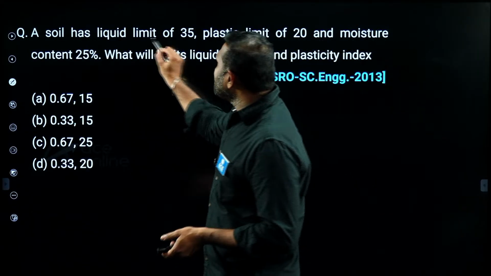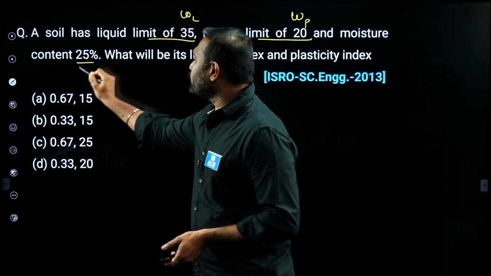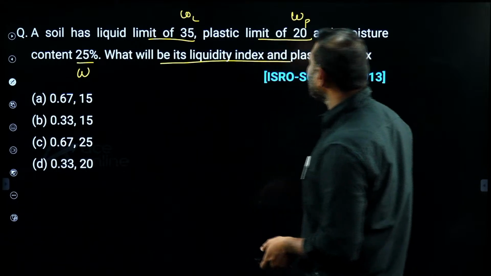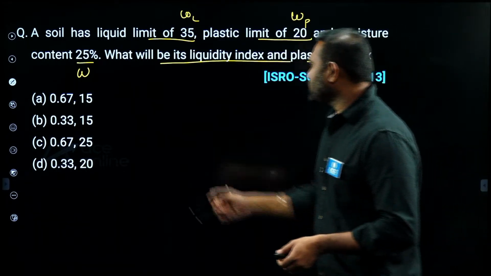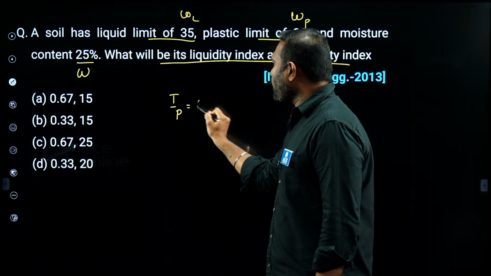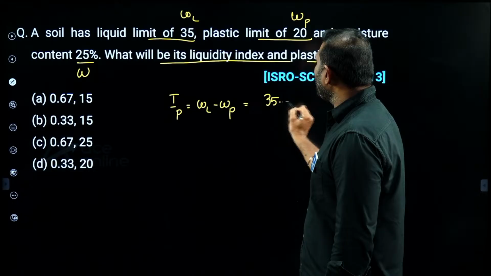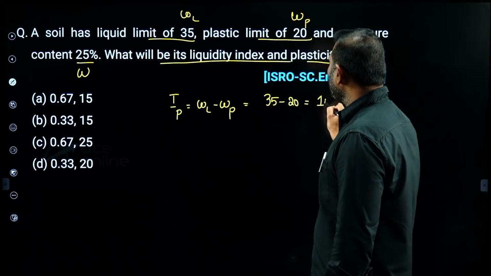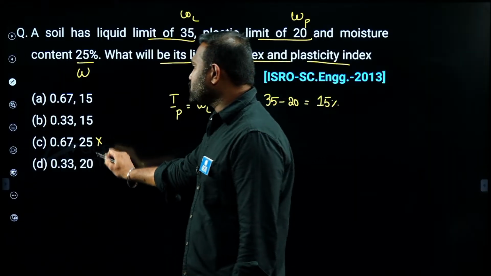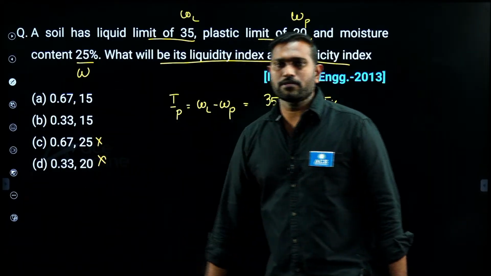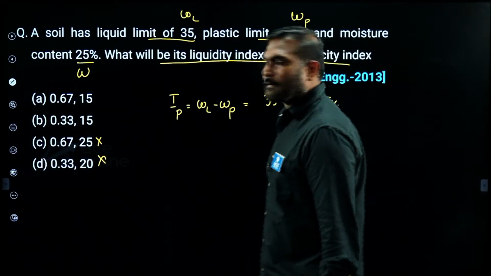Now a soil has a liquid limit of 35, plastic limit of 20 and moisture content of 25. What will be its liquidity index and plasticity index? So first of all, let me find out the plasticity index. What is plasticity index? WL minus WP, which is nothing but 35 minus 20. So 15%. As two options are there with 15, I can eliminate option C and option D, but there are two options with the plasticity index of 15, so I have to find out the liquidity index.